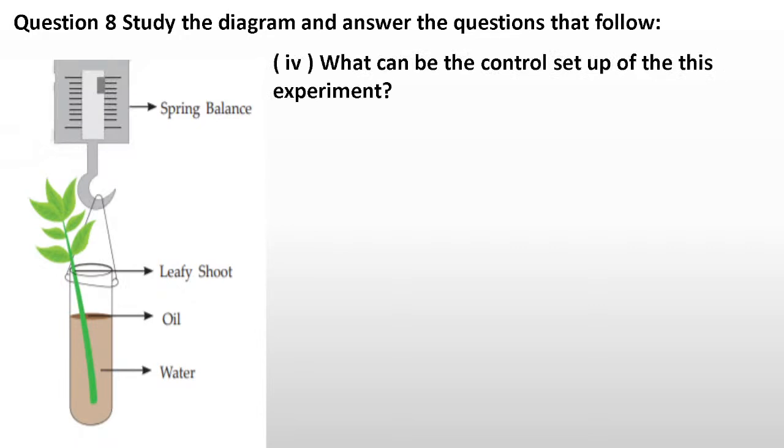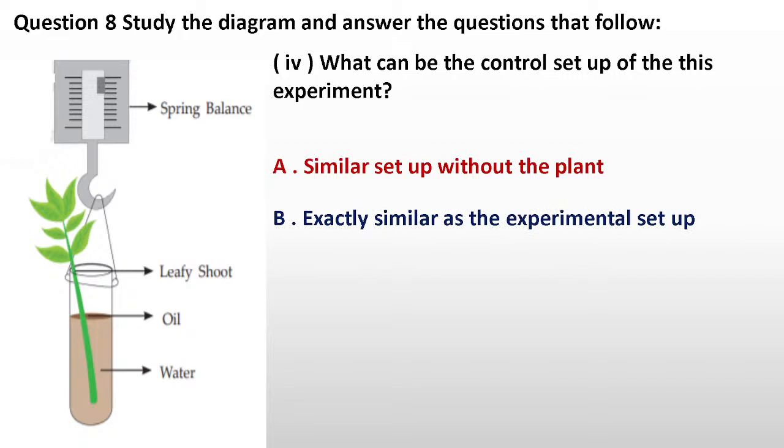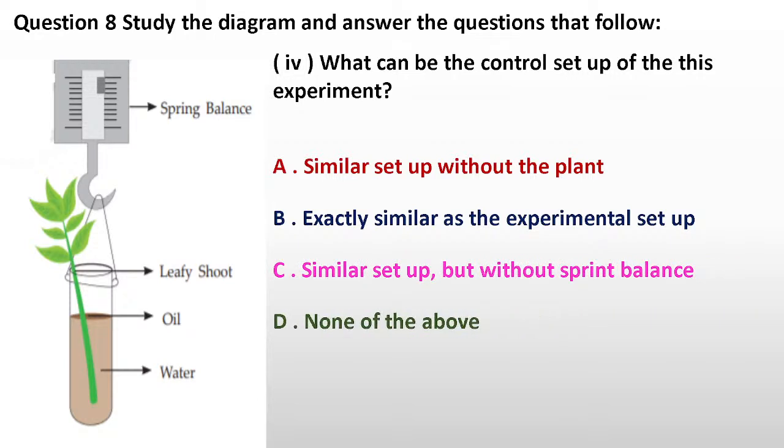What can be the control setup of this experiment? A, similar setup without the plant. B, exactly similar as the experimental setup. C, similar setup but without spring balance. D, none of the above. So what should be the answer? What can be the control setup of this experiment? And the correct answer is A, similar setup but without the plant.